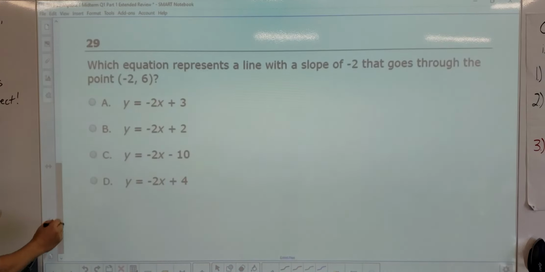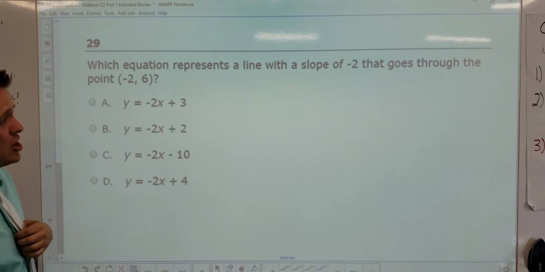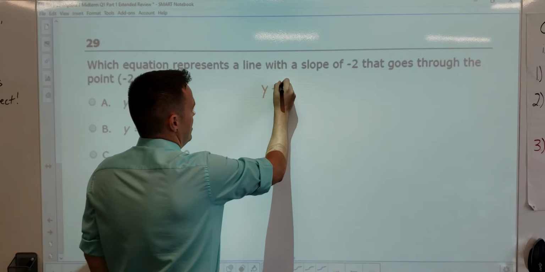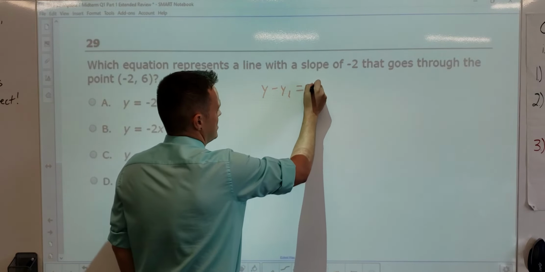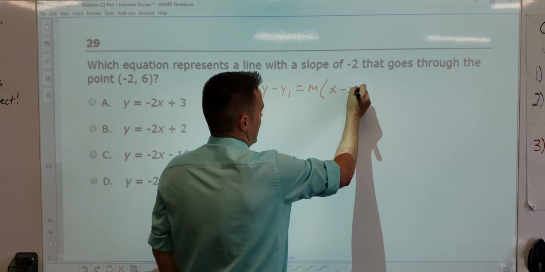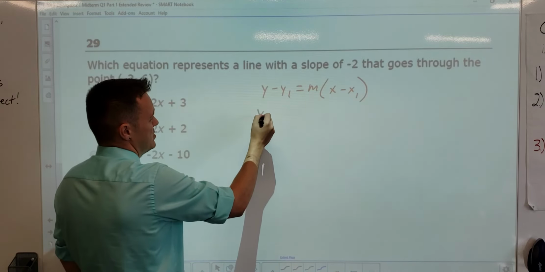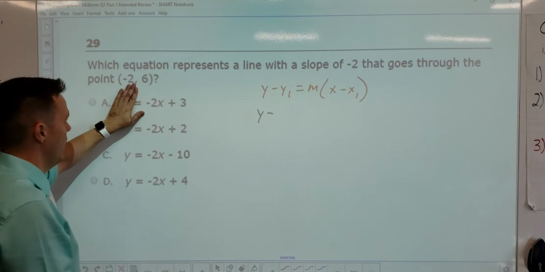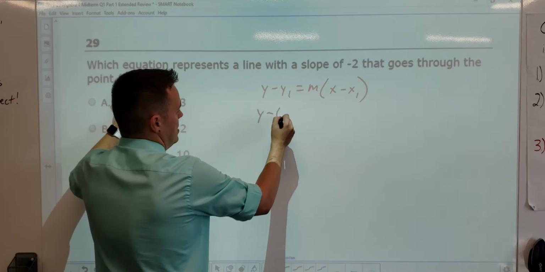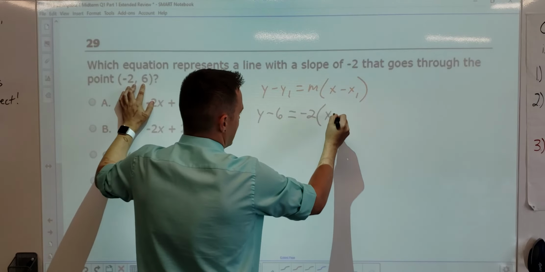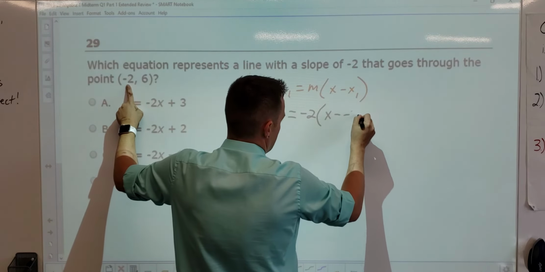All right, 29. Which of the equations represents the slope? All right, so here's where I want to make sure you guys understand. This is the formula: y minus y1 equals m, and then it's x minus x1. We've already done these in class. Make sure you guys understand. So it's y minus, always, 6 equals, and then it's my slope of -2, and then it's x minus -2.